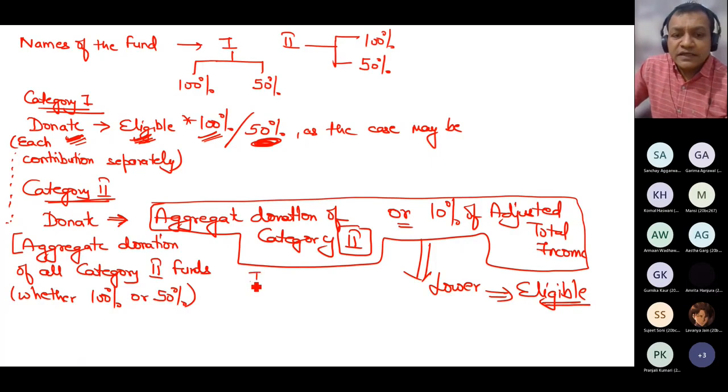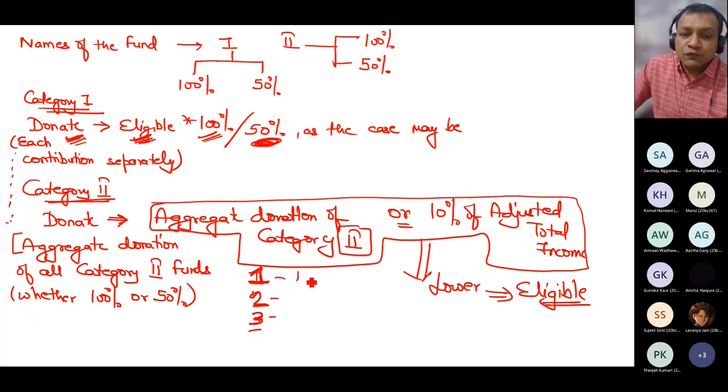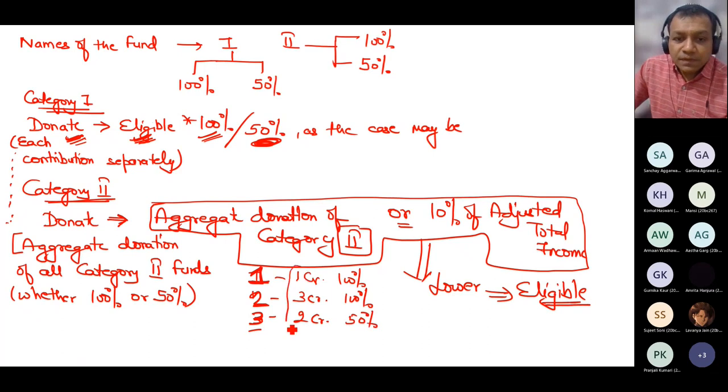Suppose I have donated in 3 different contributions. I donated to the government for family planning. I donated to any other institution for family planning. I donated to any NGO. So there are 3 different contributions. Suppose the donations are 1 crore, 3 crore, 2 crore, and suppose the first is with 100%, the second is with 100%, and the third is with 50%. All these are category 2. So total is how much? 6 crore. This 6 crore will be compared with 10% of adjusted total income.